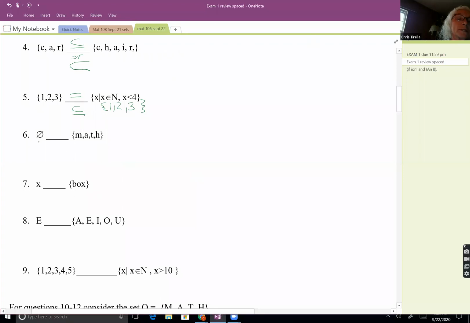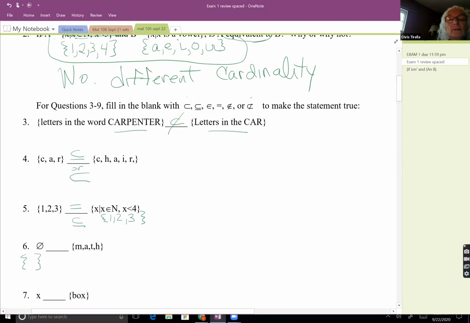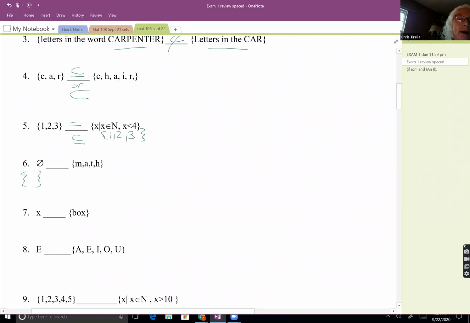What's in this set on the left for question number 6? An empty set. And we have the set MATH. When I look at all those comparison options, again, we're comparing sets, so I'm not going to worry about the element ones. They're obviously not equal. Is the first one a subset of the second? Yes. Is it a proper subset? Yes, because they're not equal.